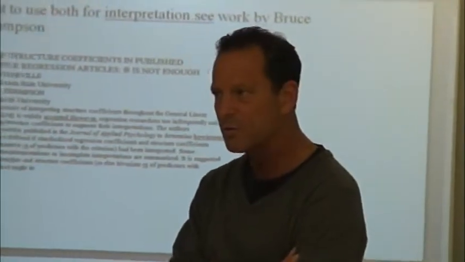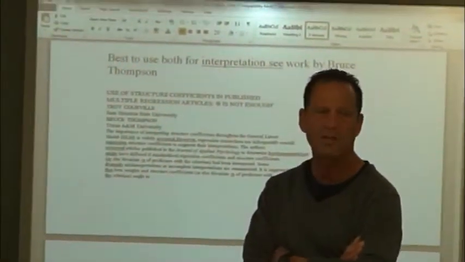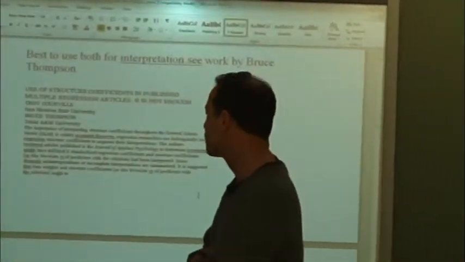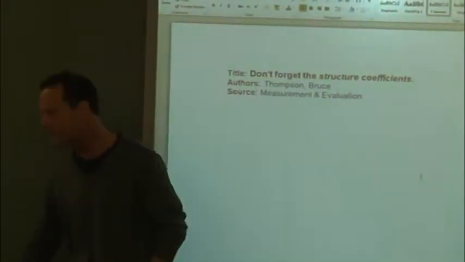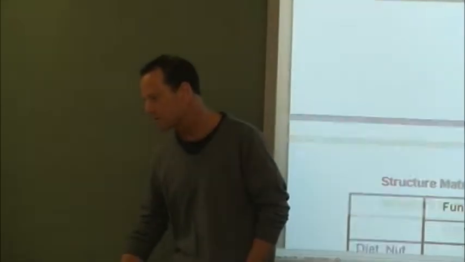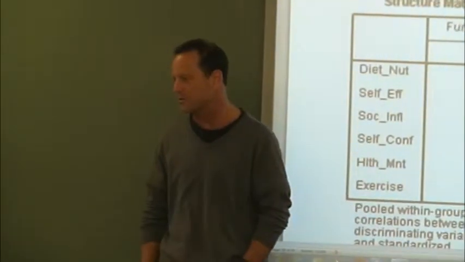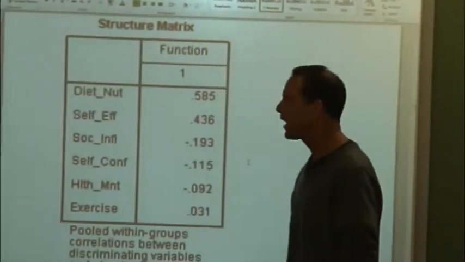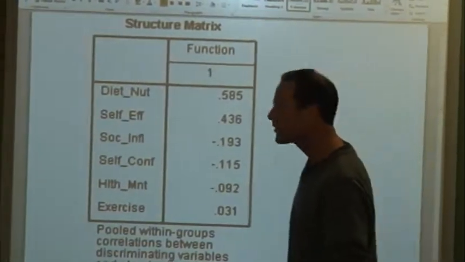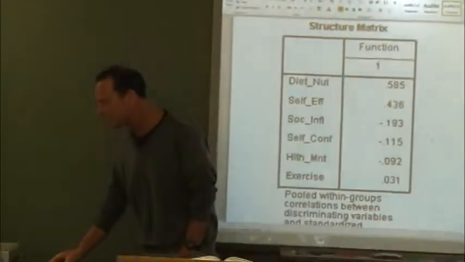When we get to this thing called oblique rotation, which means the factors will be correlated, you do get a pattern matrix and a structure matrix. And I'm going to say, look at that. Here's another article: don't forget the structure coefficients. In other words, look at standardized and structure. So here's your structure matrix. Again, tell me what gets in first place? Diet. Second, self-efficacy. You got it.